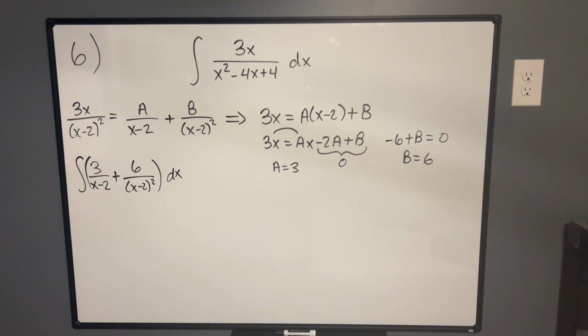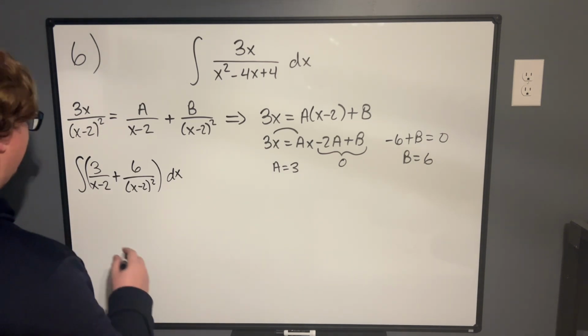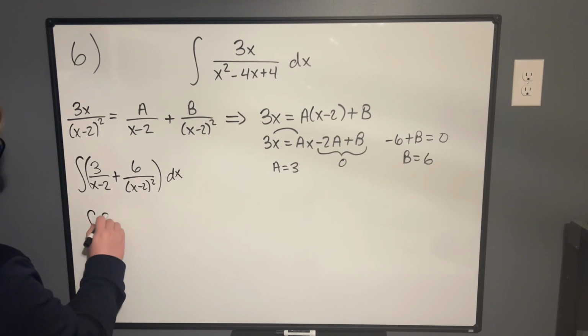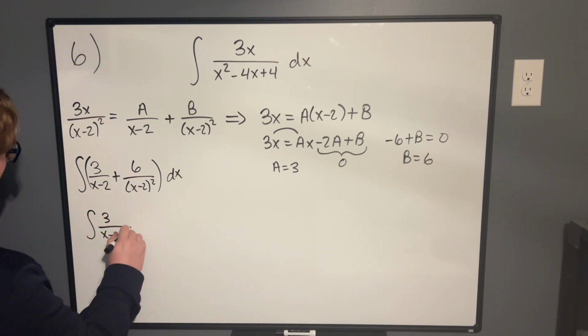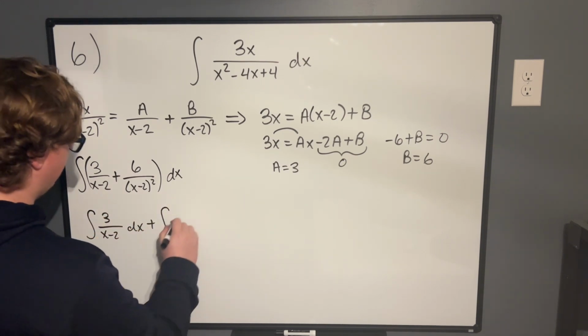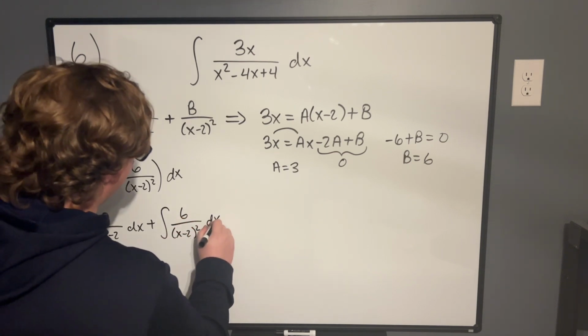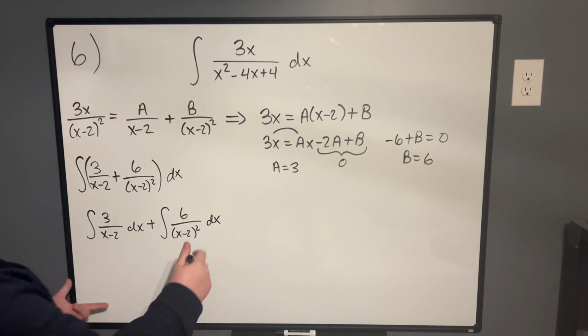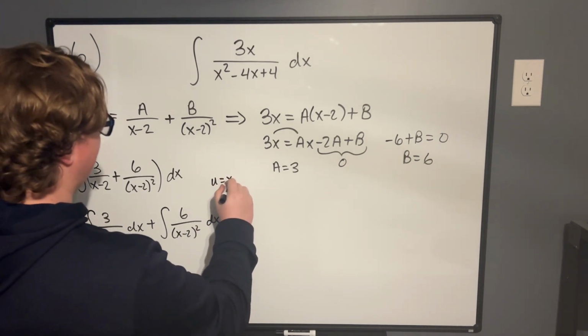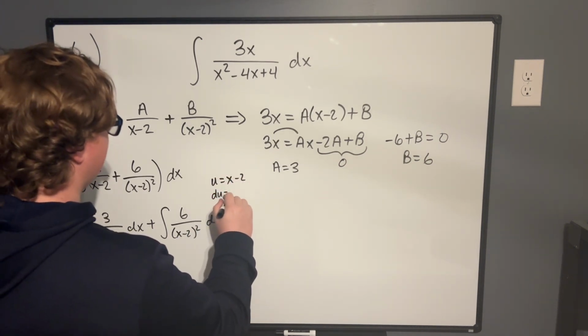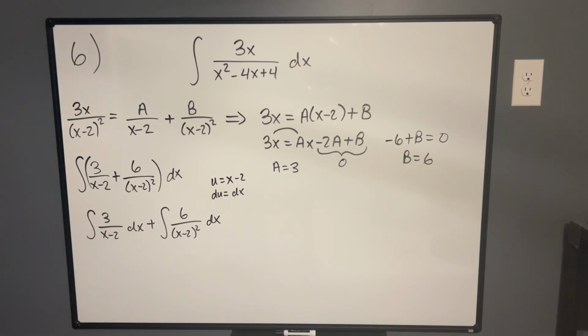Remember, all of this is still with a dx. And by technicality, we're going to actually pull these integrals apart and work on them separately. So we have the integral of 3 over x minus 2 dx plus the integral of 6 over x minus 2 squared dx. And I'm going to make one big u sub here. So I'm going to say u is x minus 2, which means du is dx. And at this point, we're going to trade these in for a u integral that's much easier to solve.